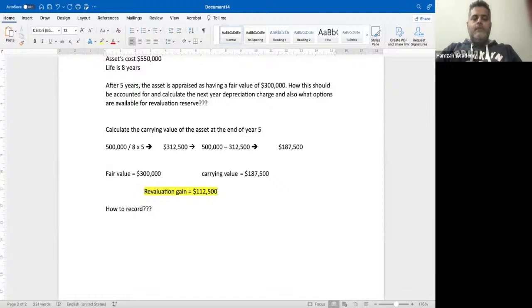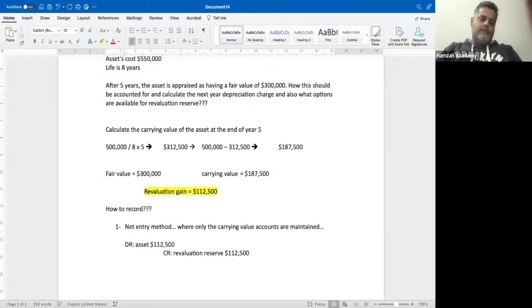Now, next approach, how to record. The recording is going to be simple. We just go for the net entry method, where only the carrying value accounts are maintained, right? Over here, you debit the asset with the revaluation gain of 112,500, and you credit the revaluation reserve with 112,500, right?